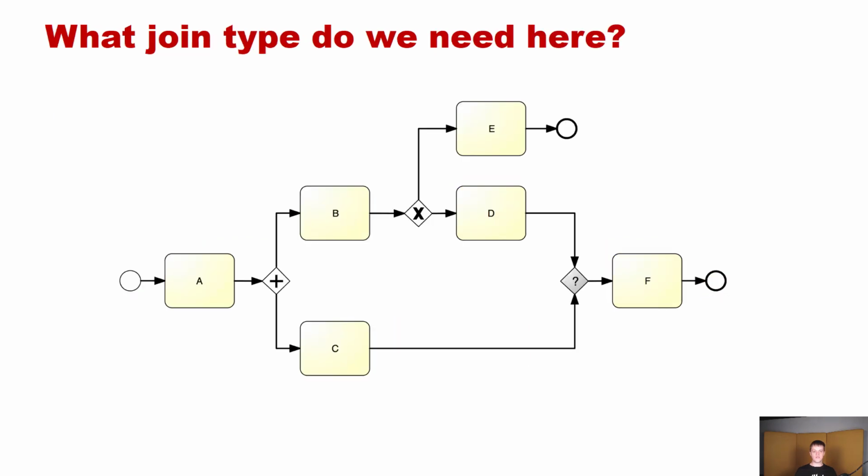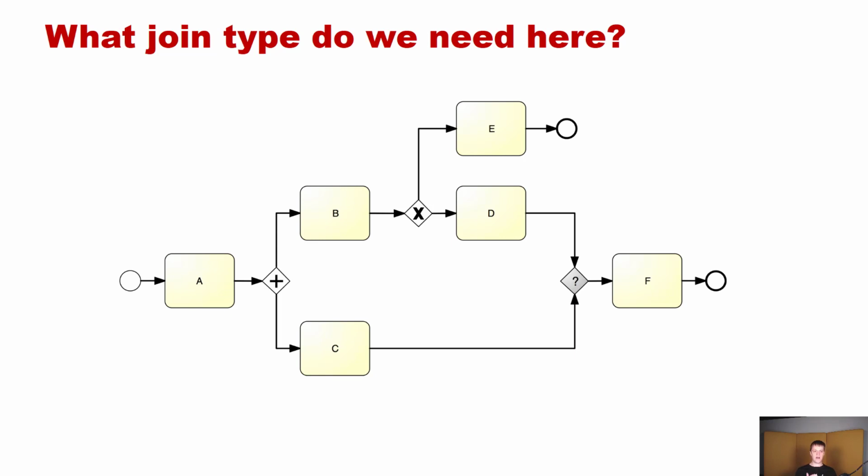To get a better understanding of how those three gateway types are going to work on a BPMN model, let's take a look at the example on the slide here. What I have is A followed by an AND gateway, and there is a lower branch or a lower path which has just activity C. Once activity C finishes, then it reaches an unknown gateway.